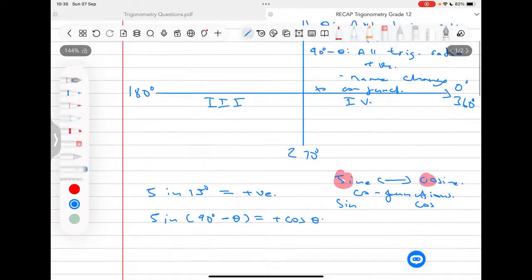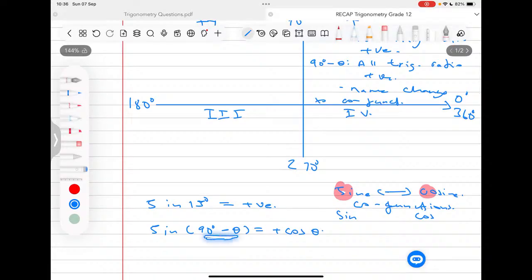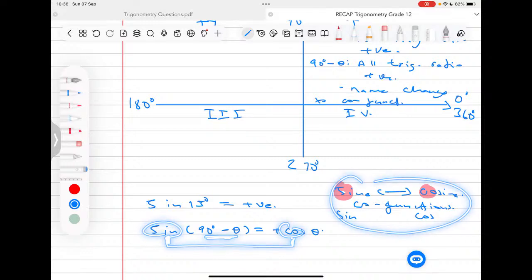So let's recap. The first thing that you do when you're dealing with these trig ratios is that you look at your angle. You can see that 90 minus theta is the first quadrant. And in the first quadrant, all our trig ratios are positive. So I know this has to be a positive trig ratio. But the other thing is that because we are dealing with 90 minus theta, the trig function that I have has to change to its co-function. And the co-function of sine is cos, as I was explaining here. Then we write that small angle that's here. So it becomes a cos of theta.